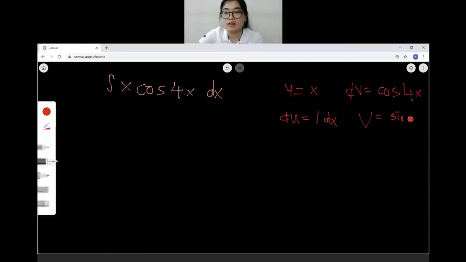Okay, so using the formula, u times this one v, and then minus integration of v du, and the dx we will write back. Okay.